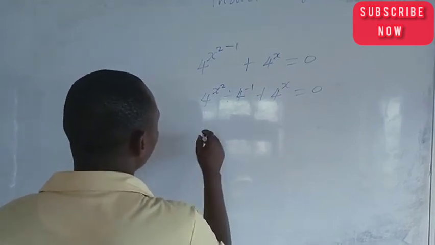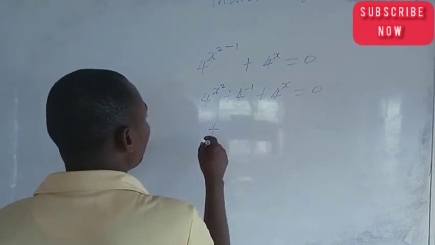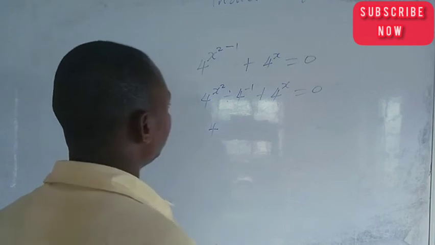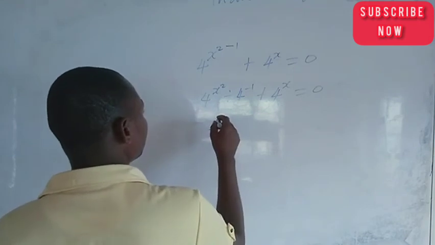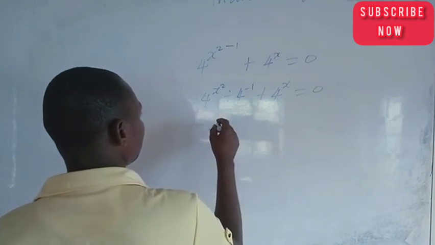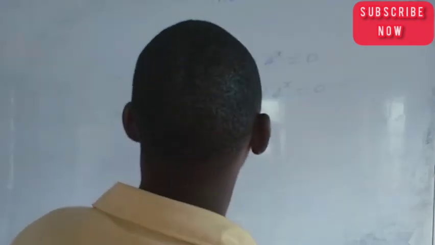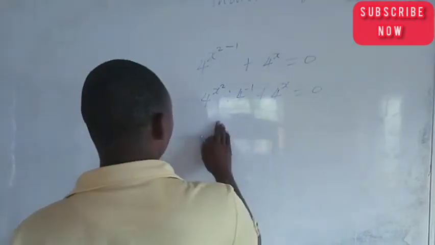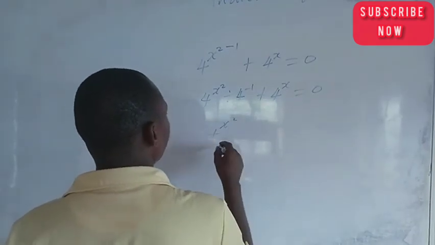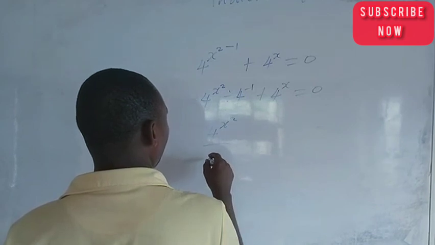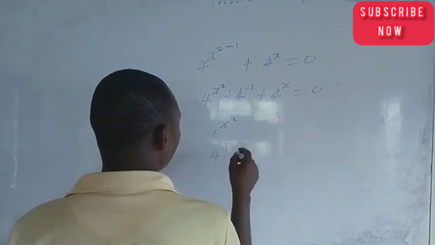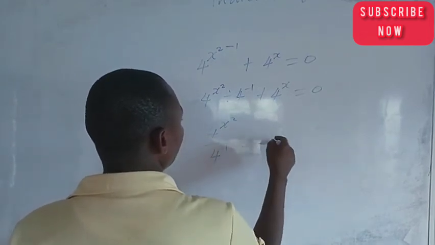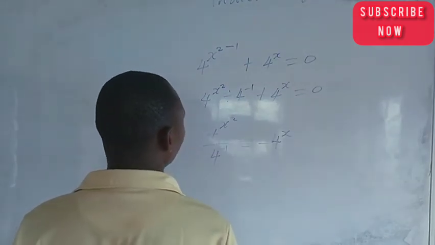That means we are having 4 raised to the power s. So we have 4 raised to the power s squared divided by 4 raised to the power 1, equals minus 4 raised to the power s. Or let me just transfer it directly so that it's easier.